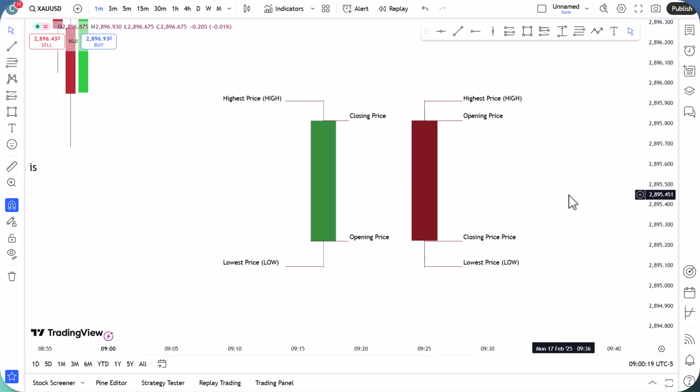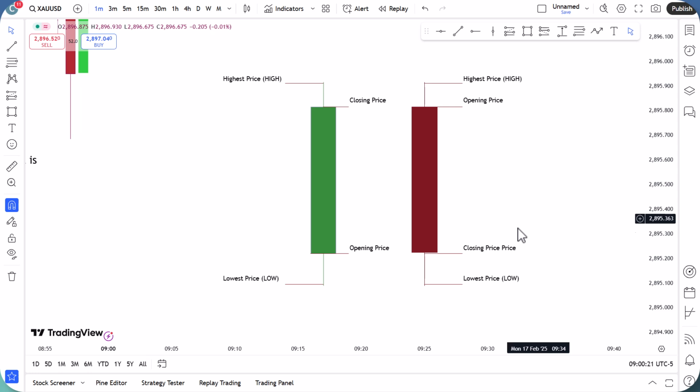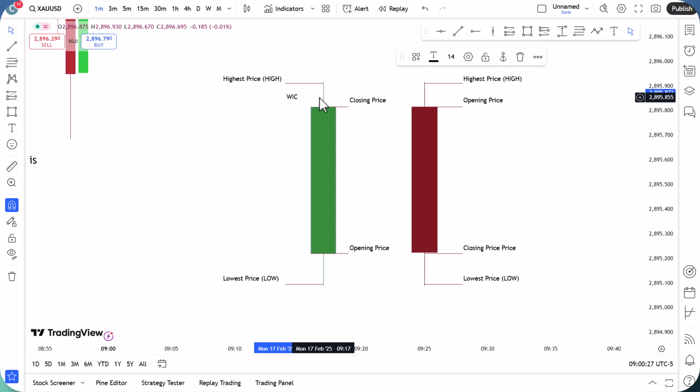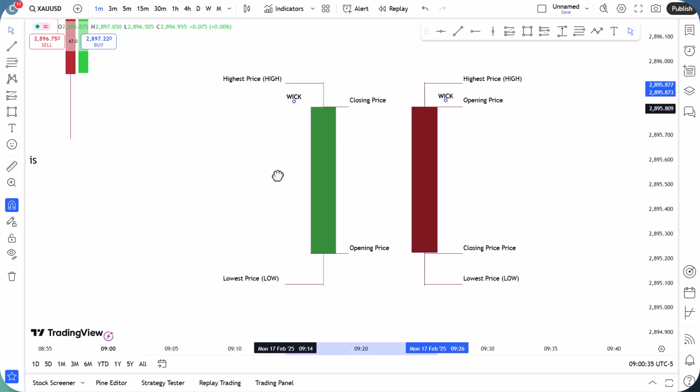Now, other parts of a candlestick that we have include the wick. So let me type that in here. A wick is this part essentially that isn't made up of a candle, that is just like a line. So whether for bullish or bearish, right? So these are all wicks. Now, what forms the wick?